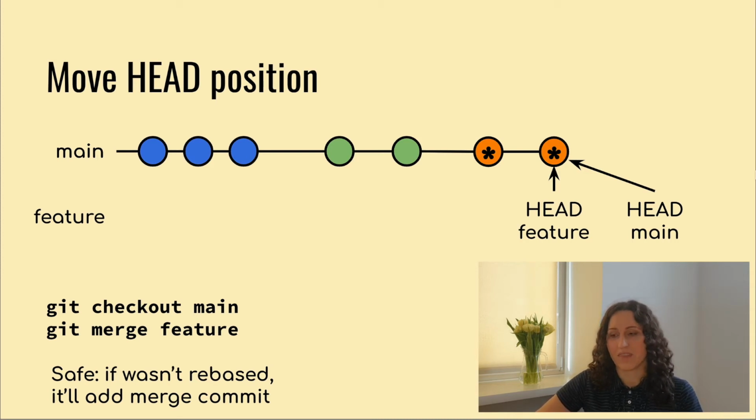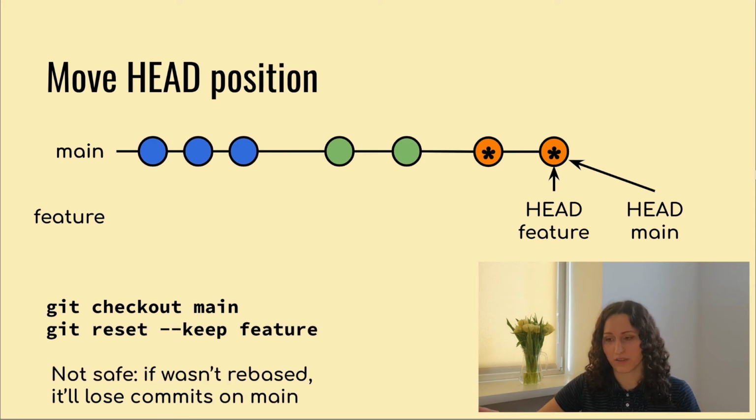This is okay. There is another way to move the head of the main branch to the head of the feature branch. You can use the reset command, which was created exactly for moving heads of our branch to different places. You can just execute reset --keep feature. Keep means that you will save your local changes which weren't committed. But this command is not very safe, because if your branch wasn't correctly rebased on main, it will lose some commits on main. So it's not as good as the previous merge command. So the rule is simple: just don't forget to rebase your feature branch on the fresh main branch.